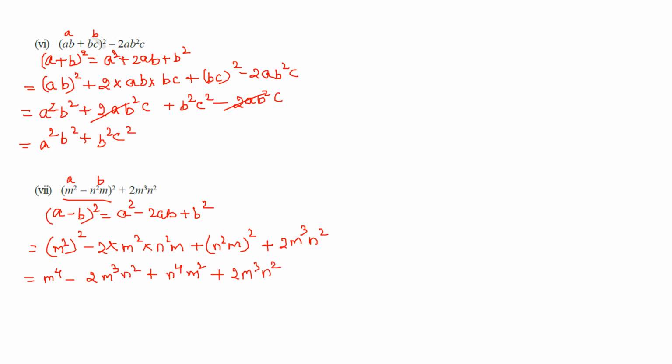Now you can see minus 2m cube n square and plus 2m cube n square. It will be cancelled because their sum will be 0. So you are left with m to the power 4 plus n to the power 4 m square. So this is the answer. So I'm done with question number 4. Now moving to question number 5.